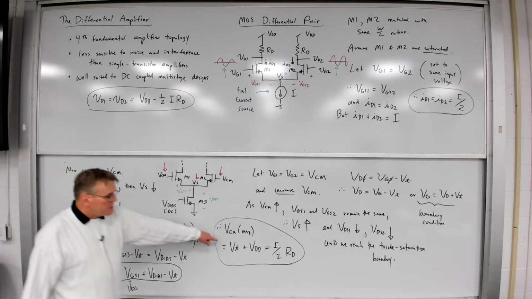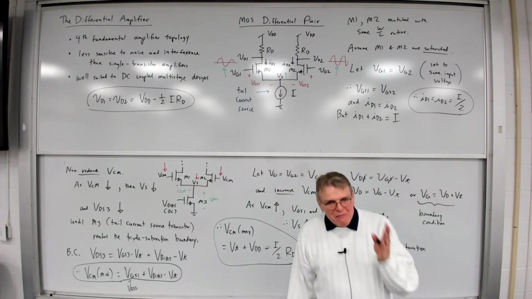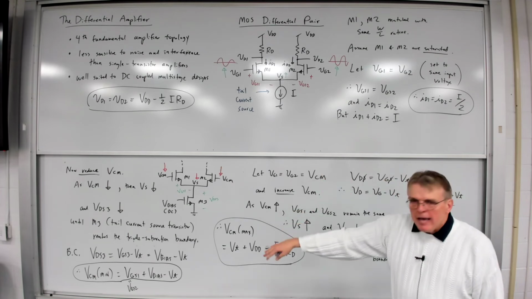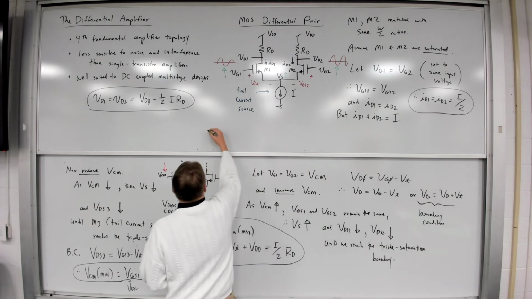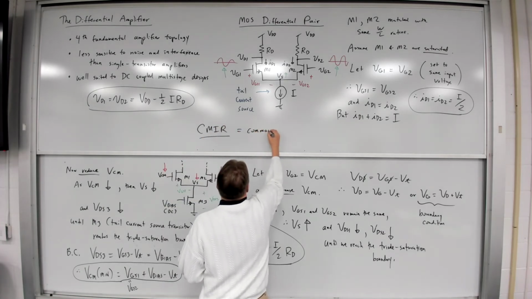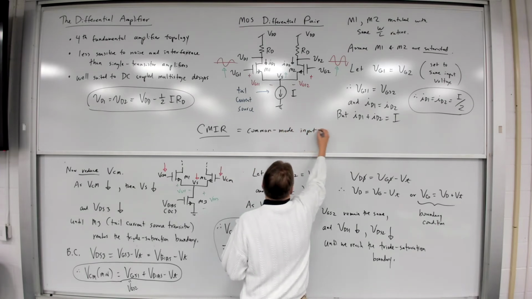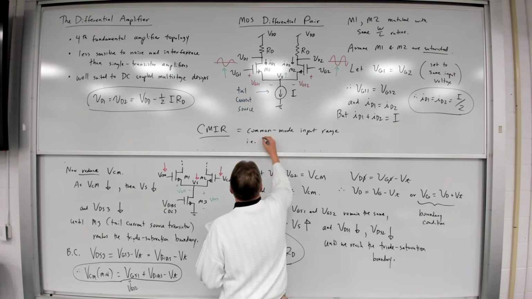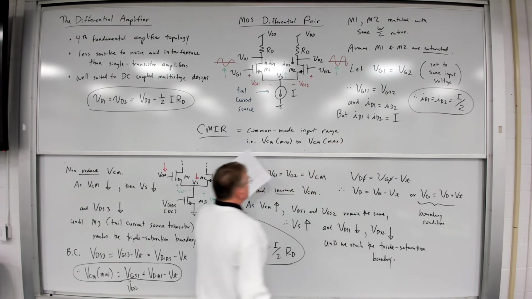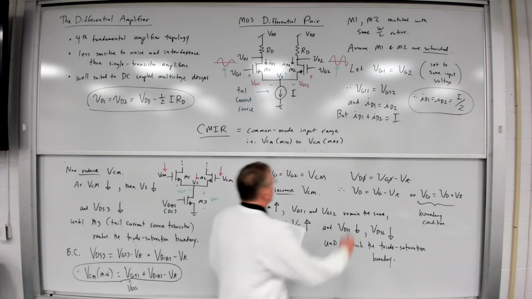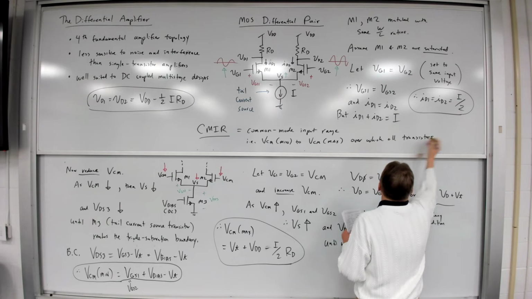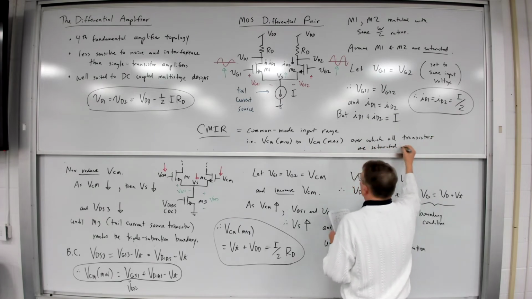So I want to point out, nobody sits around and memorizes these equations. You want to be able to derive them. You want to be able to write the equations and figure out for yourself where you are hitting the limits of your design. Now incidentally, this VCM max, VCM min, we call this the common mode input range, CMIR. This is the range over which all transistors remain in saturation. Okay?